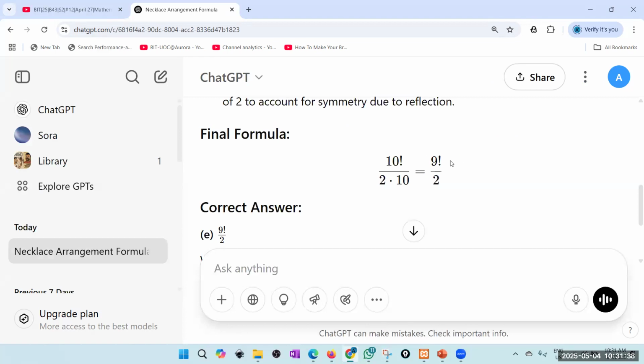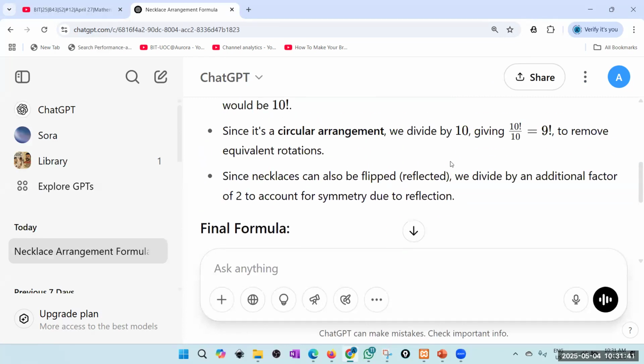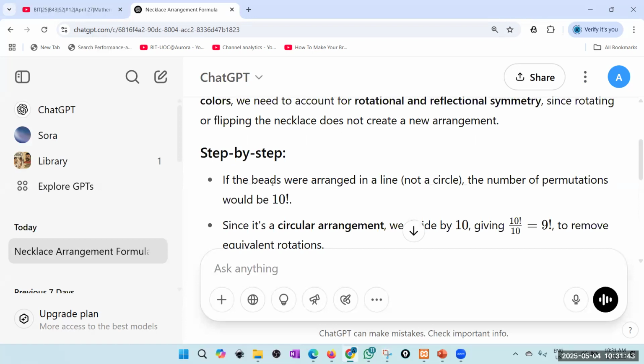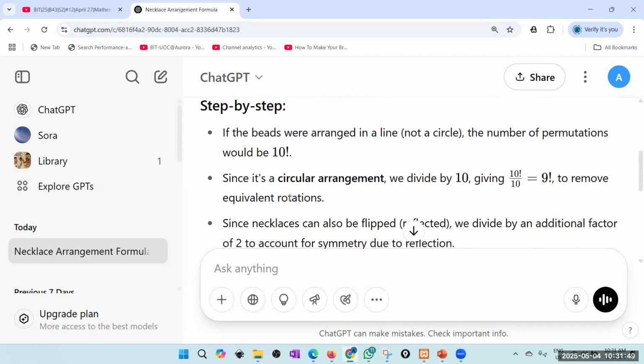It says factorial 9 divided by 2. Let's see. If the beads were arranged in a line, it would be factorial 10, correct. Since it's a circular arrangement, we divide by 10, giving factorial 9. That is correct, right? For a circular arrangement it is factorial 9, because it's factorial n minus 1. Okay, that is it. It's a circular arrangement.